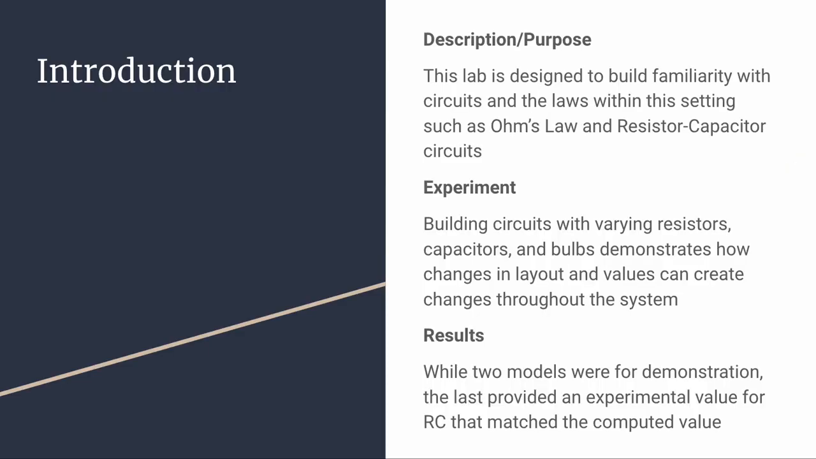For an introduction, this lab was designed to build familiarity with circuits and the laws within this setting, such as Ohm's law and resistor capacitor circuits. The experiment itself was building virtual circuits with varying resistors, capacitors, and bulbs, which demonstrates how changes in layout and certain values can create changes throughout the whole system. The results for this experiment were, while two of the models were for demonstration, the last one provided an experimental value for RC that matched our computed value.